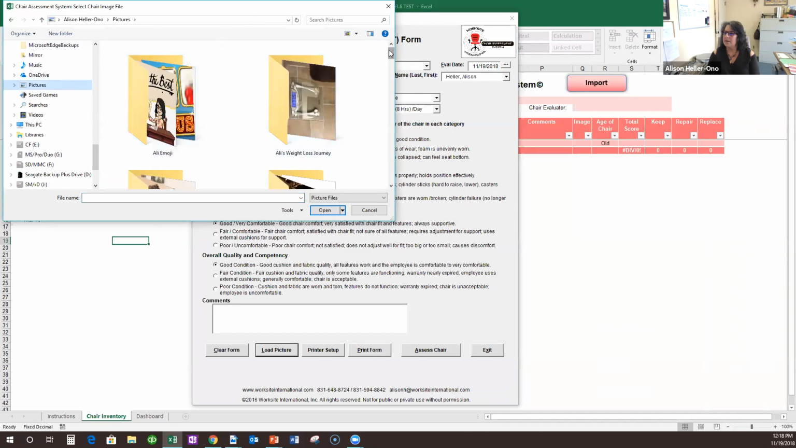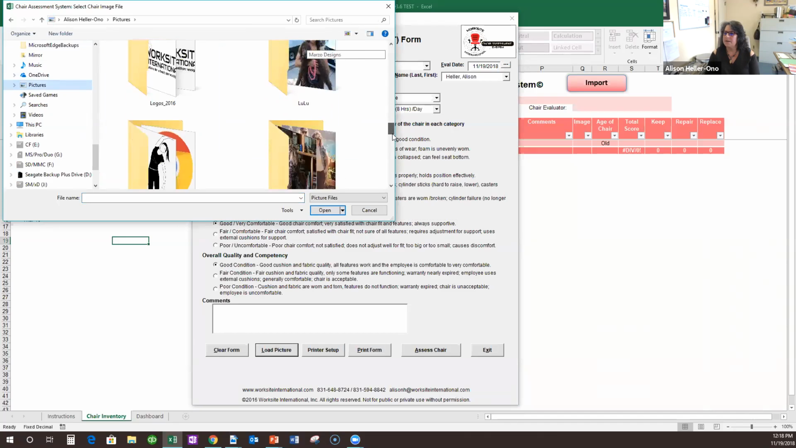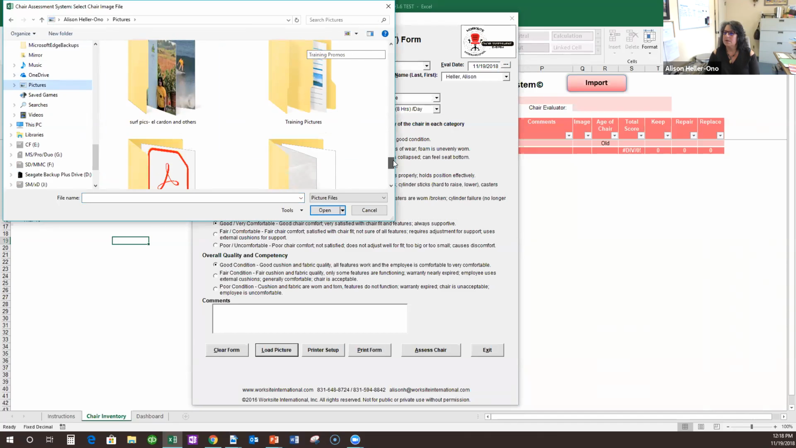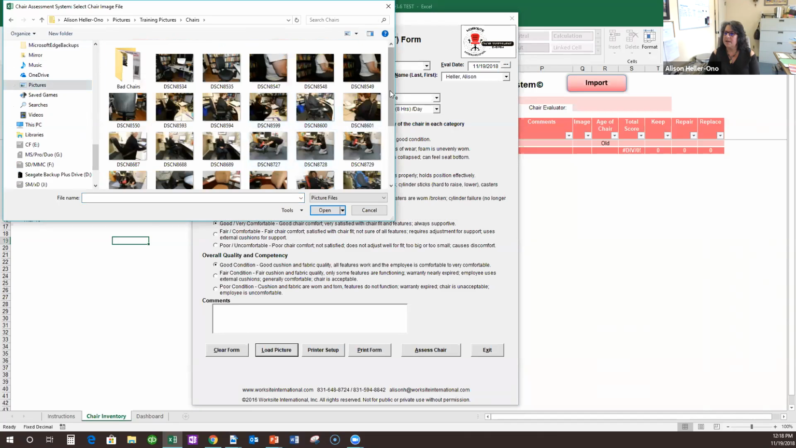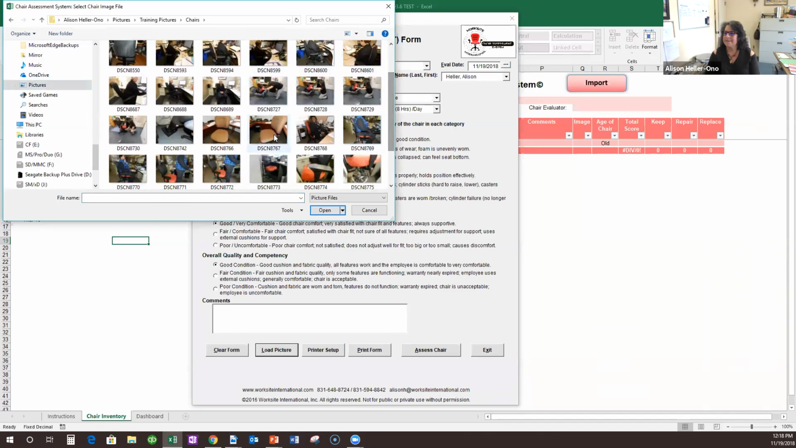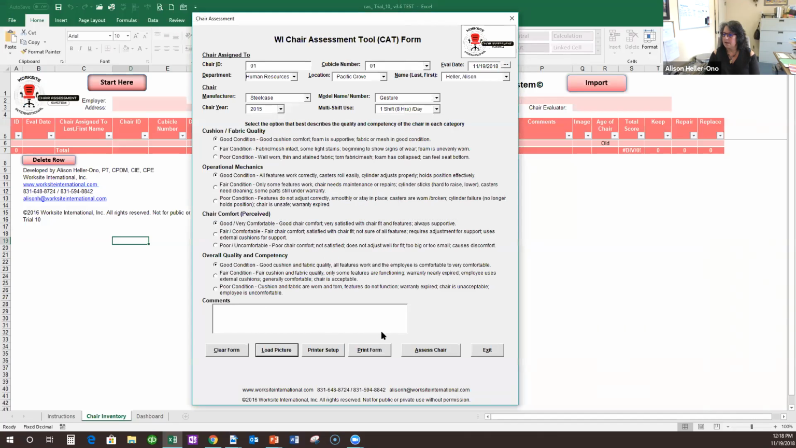Now I can load a picture from my picture files here. You see if I can find a picture here. Training pictures. So let's just say this is my chair, but it's not. But you can see how it loads it in there, okay?